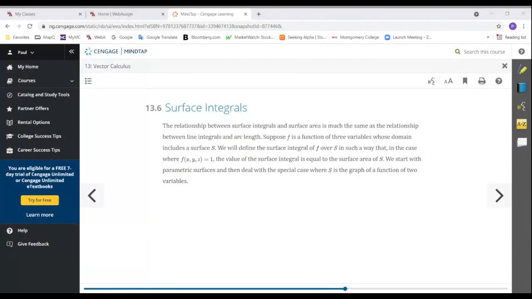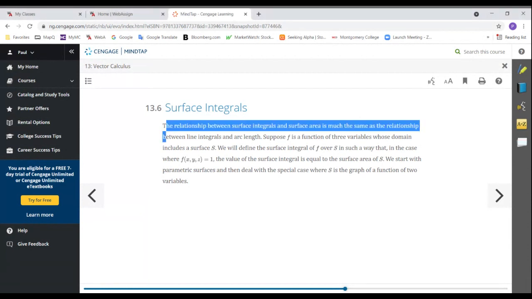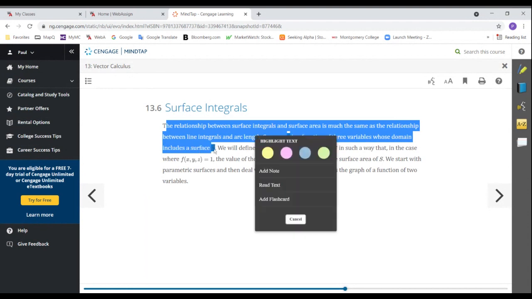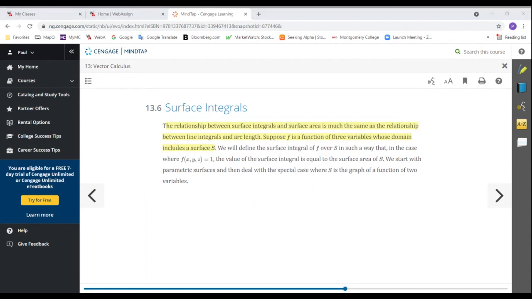So, surface integrals. The book starts out by saying that the relationship between surface integrals and surface area is much the same as the relationship between line integrals and arc length. As you remember, when we first found line integrals, we found them with respect to arc length. Here we're going to assume that we have a function of three variables over a domain that includes a surface.